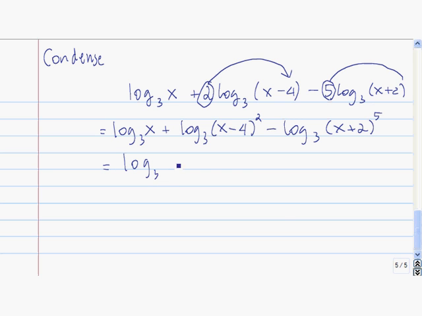So this is equal to the log base 3 of, this first term has a plus in front, so I put an x. The next one has a plus in front, so I do times x minus 4 squared. And this log has a minus in front of it, so x plus 2 to the 5th goes down in the denominator.